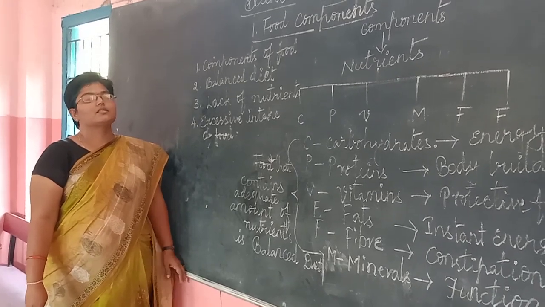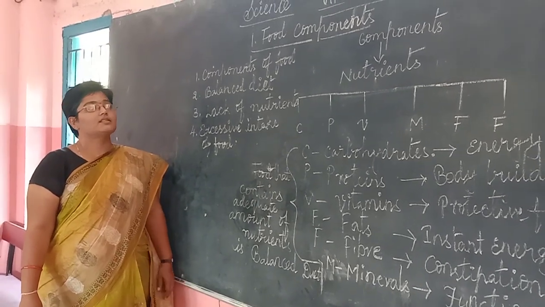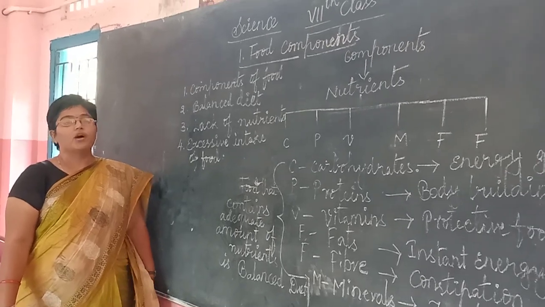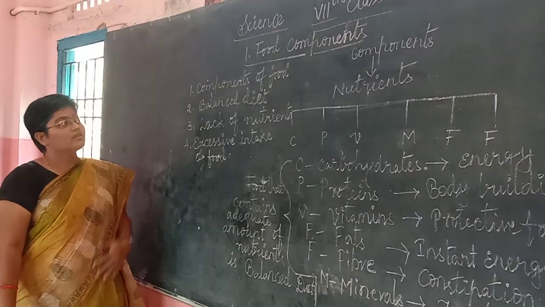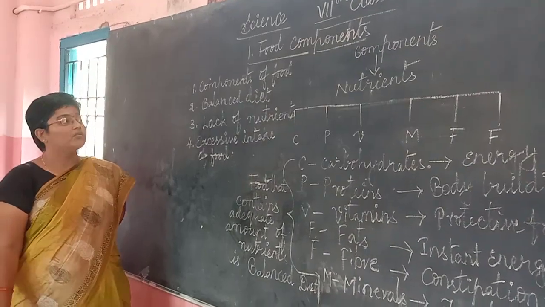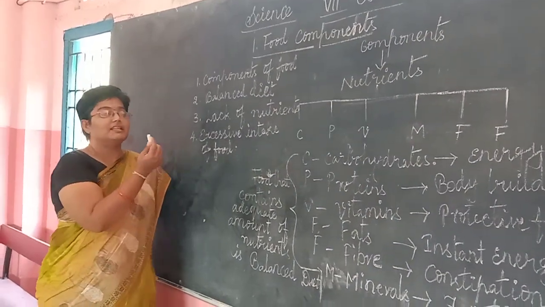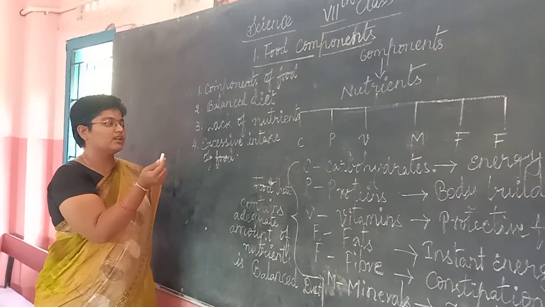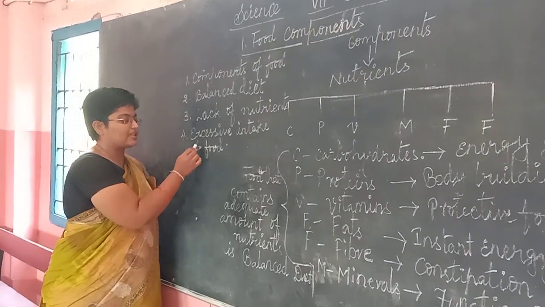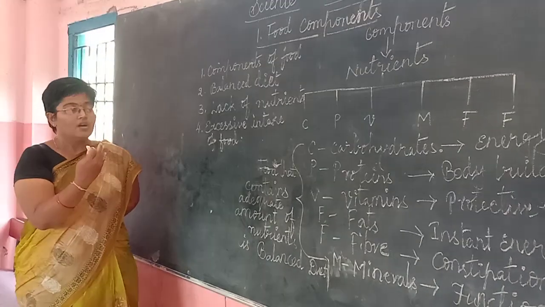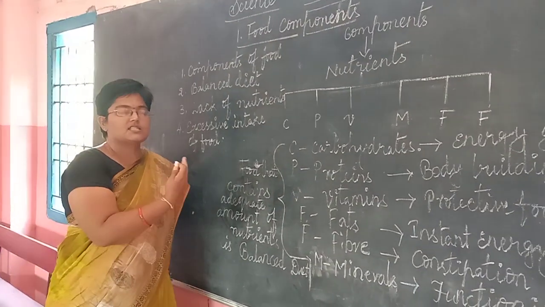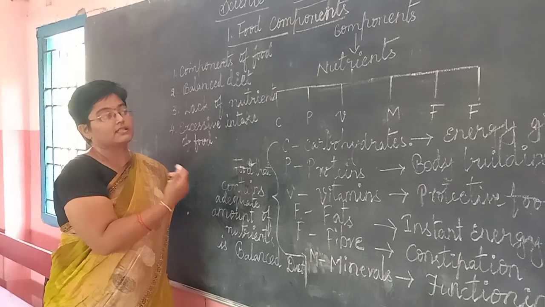Good morning students. Today we are going to start our 7th class first lesson, about science, which is nothing but food components. In this lesson you are going to learn about the components of food, balanced diet, lack of nutrients and excessive intake of food. These are the main things which we are going to discuss in this chapter of our first lesson.